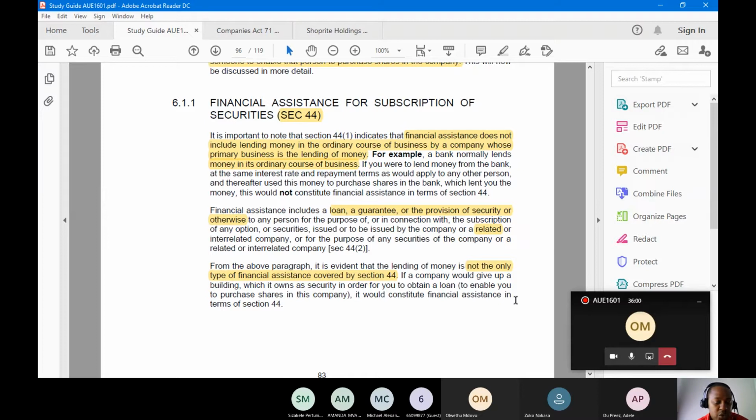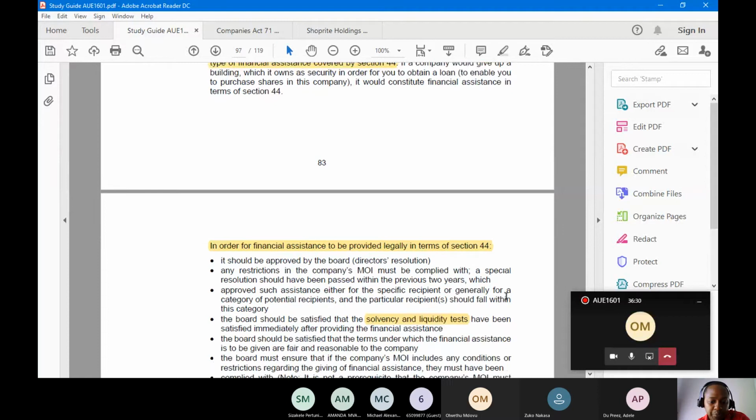loan. So I go to my bank, I ask for a loan, let's say it's for 10 million, and then the bank asks for surety. Then the company that I'm working for can provide that building as surety for the loan that I will be taking at the bank. So that is also allowed in terms of Section 44 of the Companies Act. So basically, it doesn't necessarily need to be only money. It can also be in that instance as well.